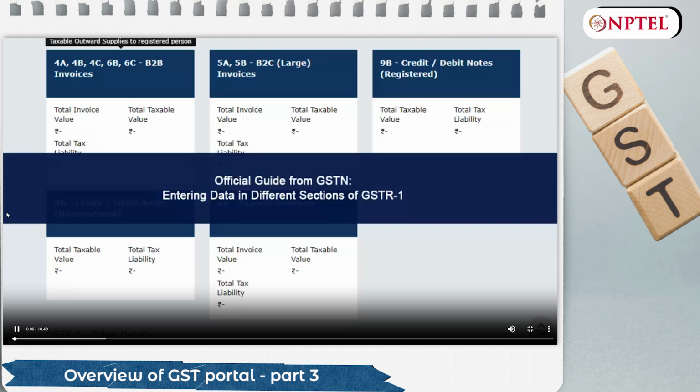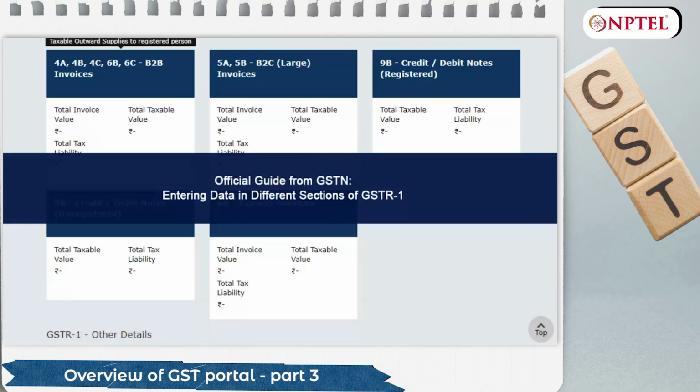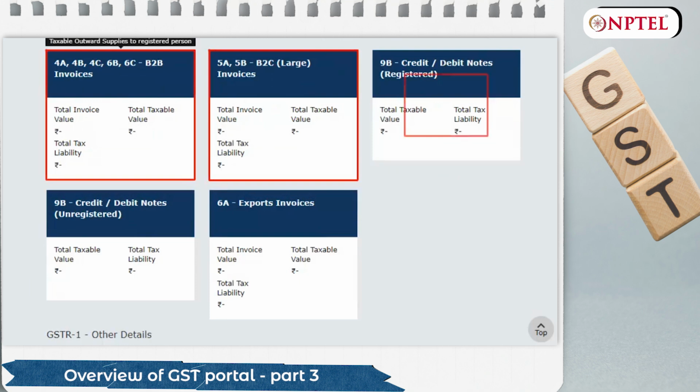This video familiarizes you with the different sections of GSTR-1 in which data has to be furnished. As stated in the GSTR-1 return overview video, the sections can be broadly grouped into two categories. In one category, invoice level details have to be furnished, whereas in the other category, summary level information has to be furnished. The first group has 5 tiles.